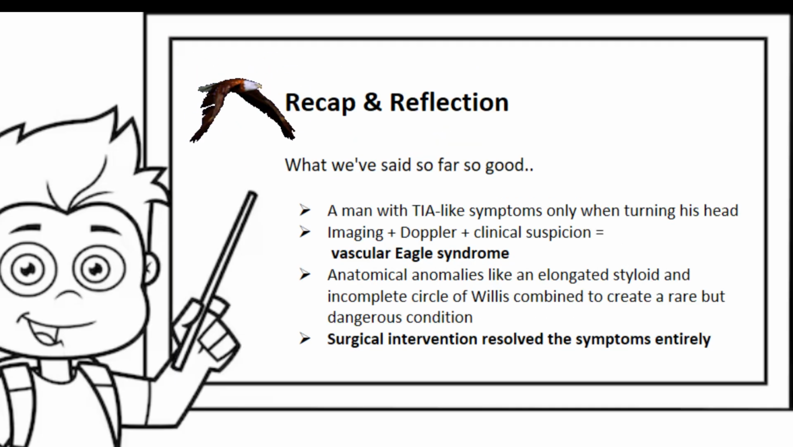Let's do a recap and let us reflect. What did you learn today? We saw a man with TIA symptoms, which occur only when he turns his head. Imaging, Doppler plus clinical suspicion pointed to a diagnosis of vascular Eagle syndrome. Anatomical anomalies like an elongated styloid process and an incomplete circle of Willis combine to create a rare but dangerous condition, and surgical intervention resolved the symptoms entirely.